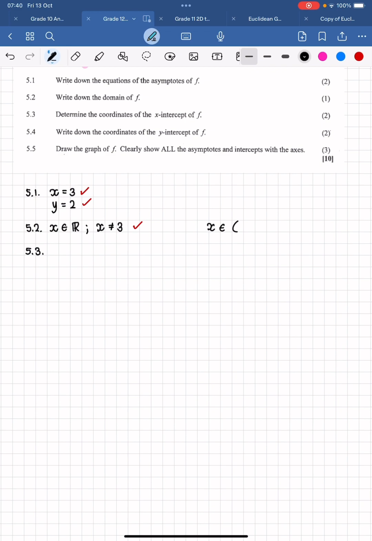So if you want to write it like this, you would start with negative infinity and then go to 3, and then from 3 again to positive infinity, like that. Okay, that's also fine, yes.